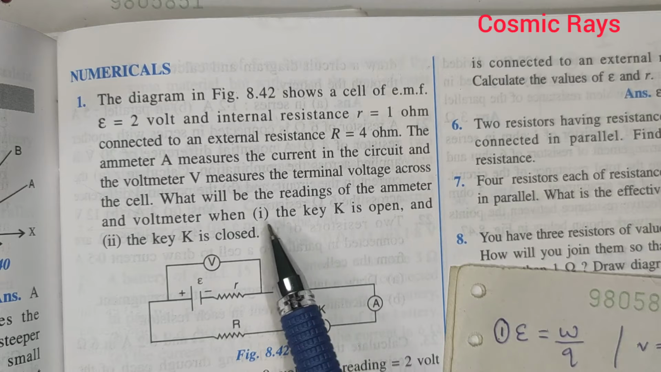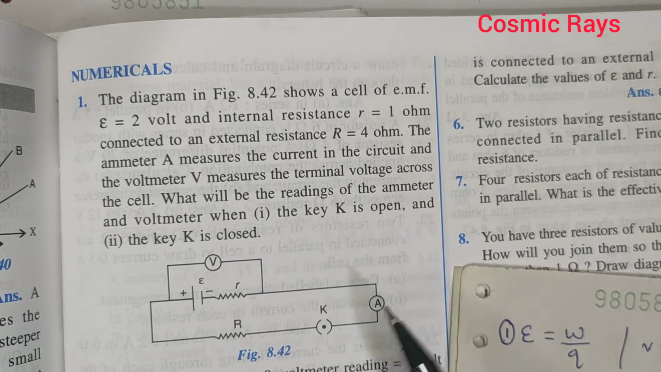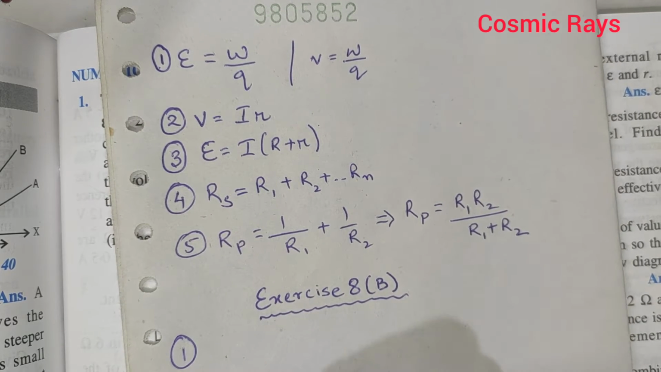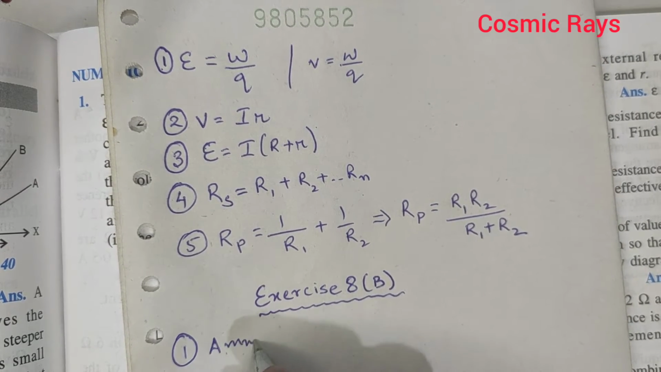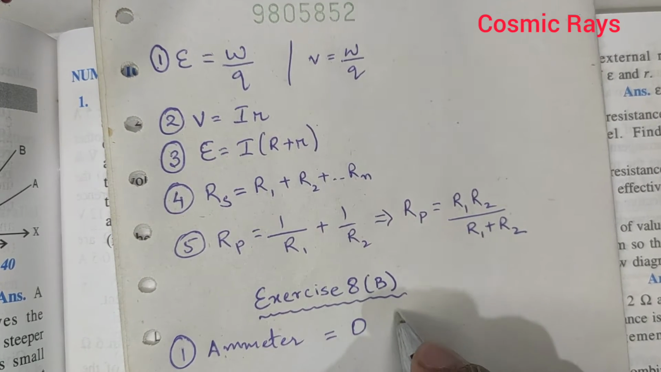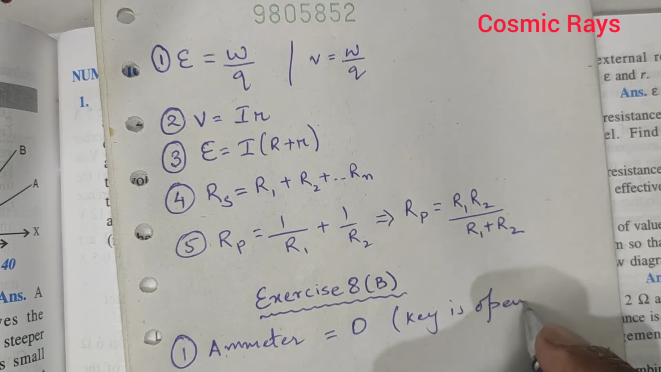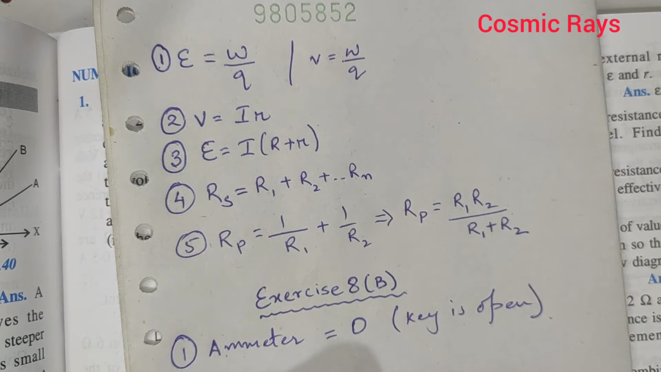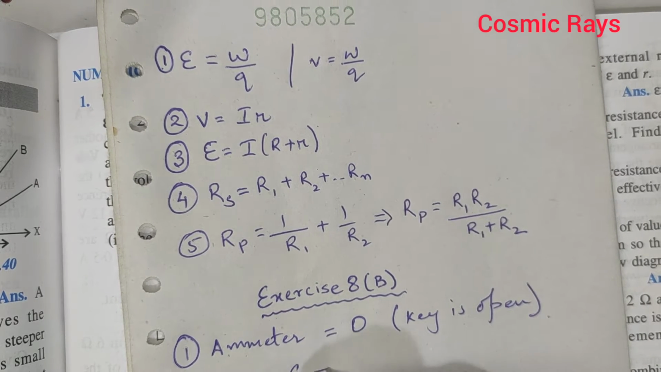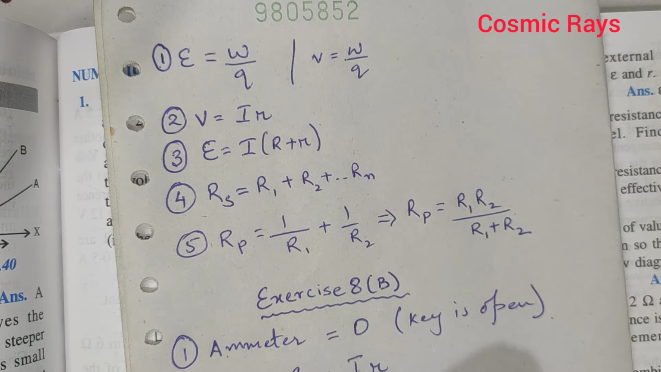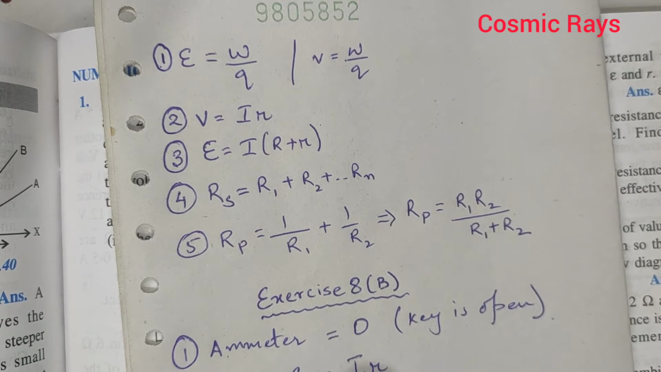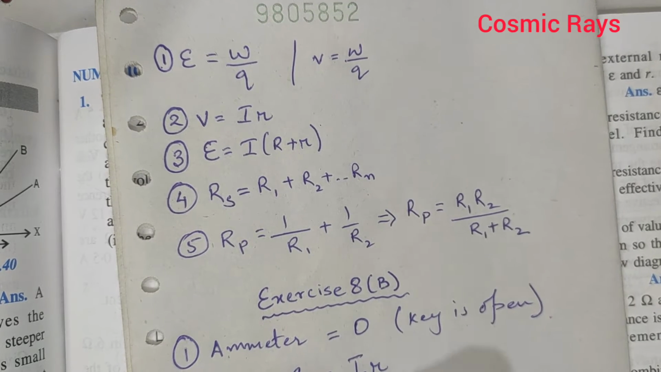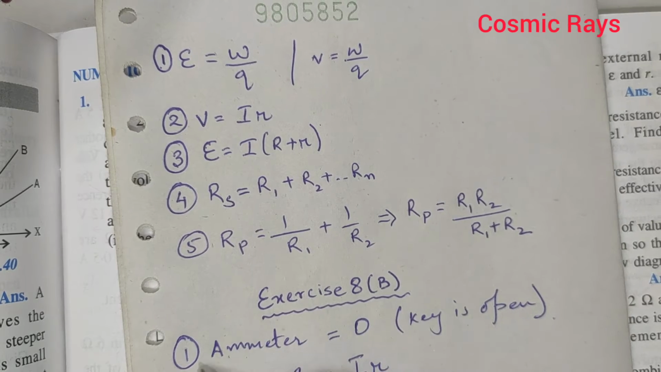Now for the first part, when the key is open, we all know that there will be no current passing through the circuit. So here please write the given things. I am directly solving it. So ammeter reading would be 0 as the key is open. Now the voltmeter reading will be, the voltage will be equal to EMF. Why? Because we know that V is equal to EMF minus I, that is current, multiplied by the internal resistance. Now EMF is 2 volts minus current is 0 and internal resistance is 1. So this is equal to 2 volt. This is for the first part.